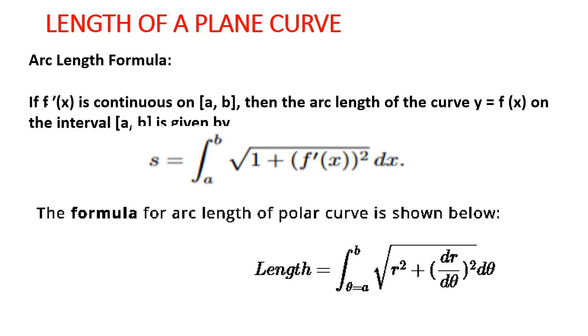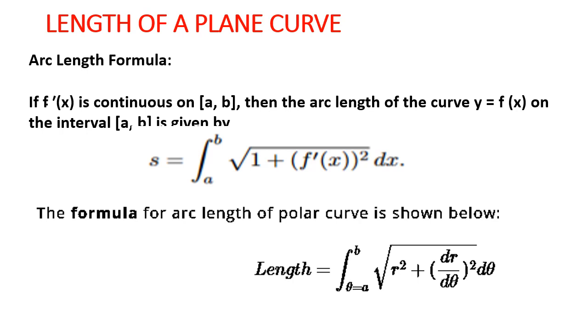Length of a plane curve, arc length formula. If f prime of x is continuous on [a, b], then the arc length of the curve y equal to f(x) on the interval a to b is given by the integral from a to b of the square root of 1 plus f prime of x squared dx.